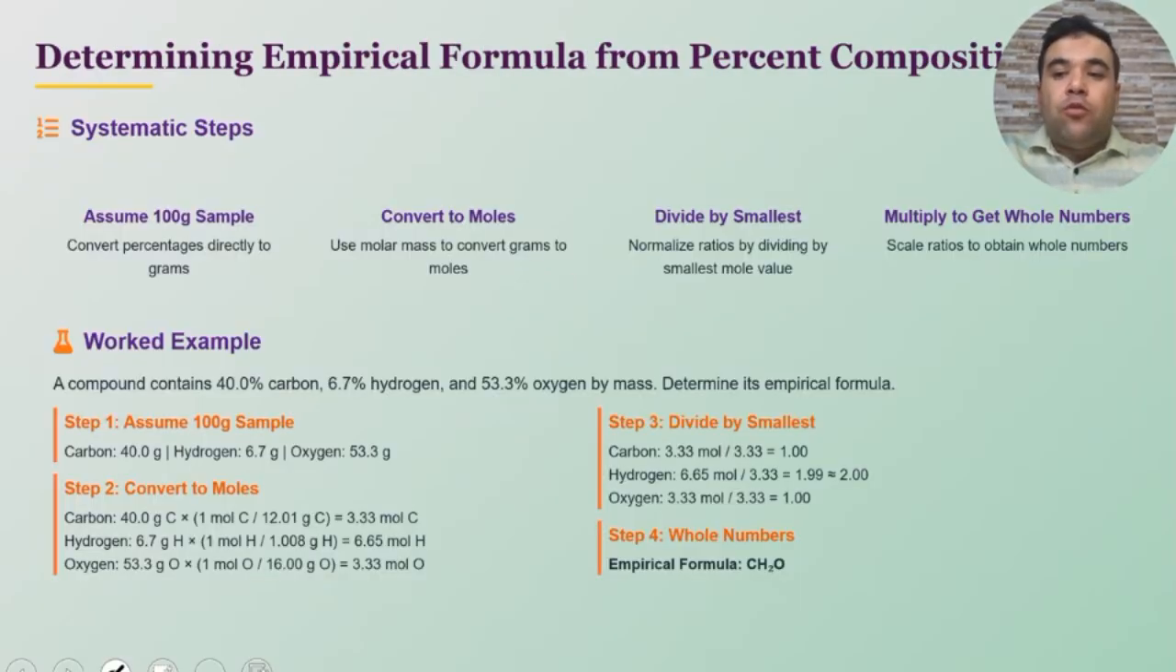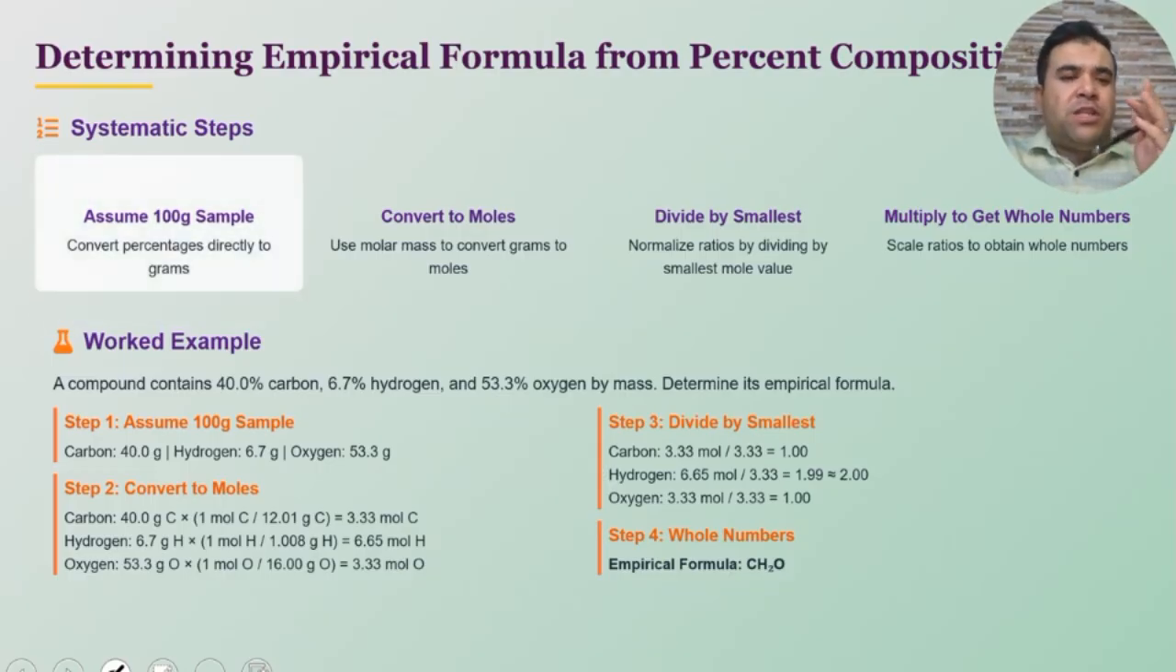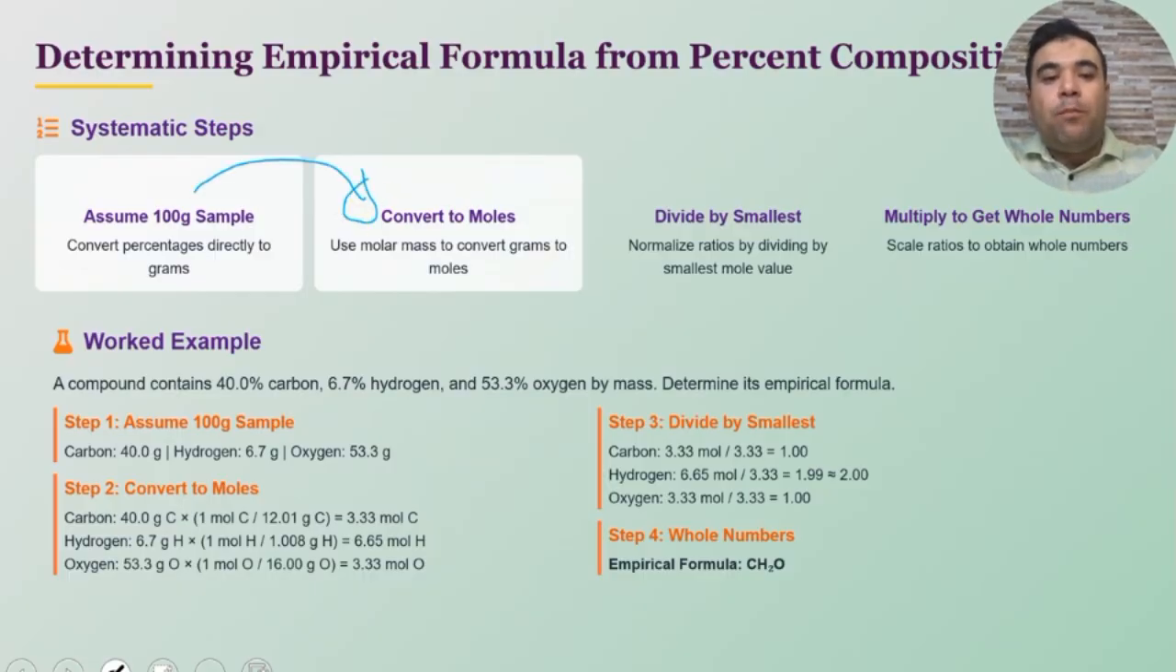How to calculate or find the empirical formula from the percentage compositions. Guys, first of all, the percentages are given for 100 grams of a sample. And then we'll be converting those grams into moles by using the molar masses, because you know that the only conversion factor between mass and mole is the molar mass.